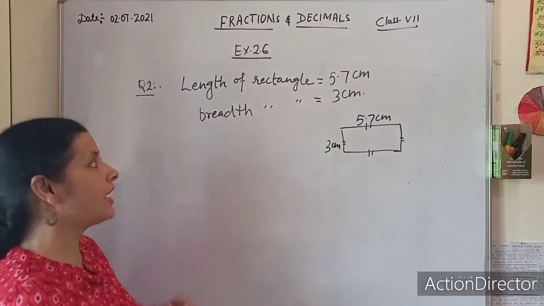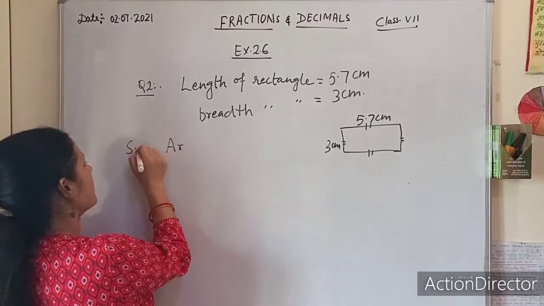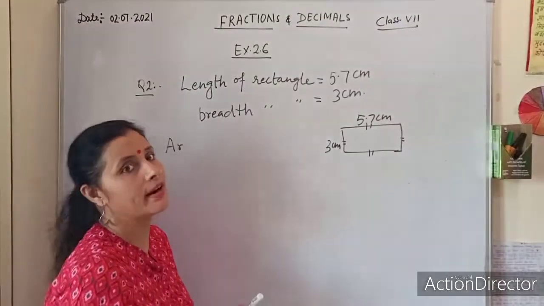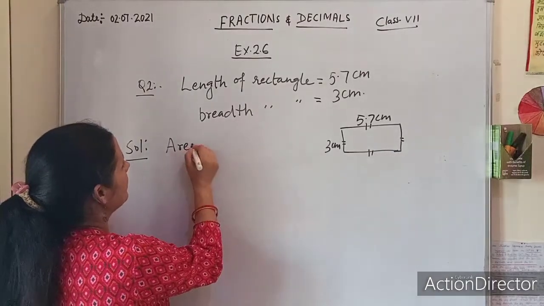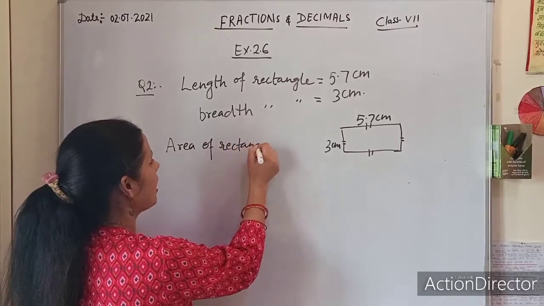So length is given 5.7 centimeters and breadth is given 3 centimeters. And what we have to find out? The area of the rectangle. So, solution. I have not written the question. You can note down the question from your NCERT textbook. So, area of rectangle. Do you know the area of a rectangle?